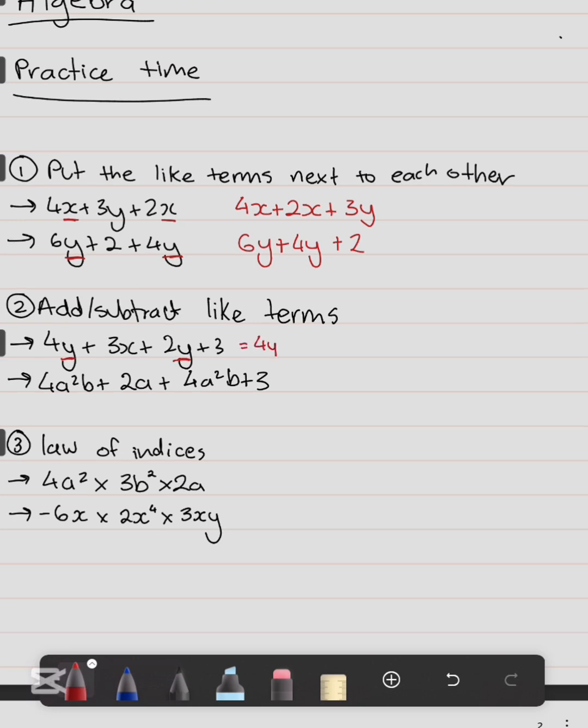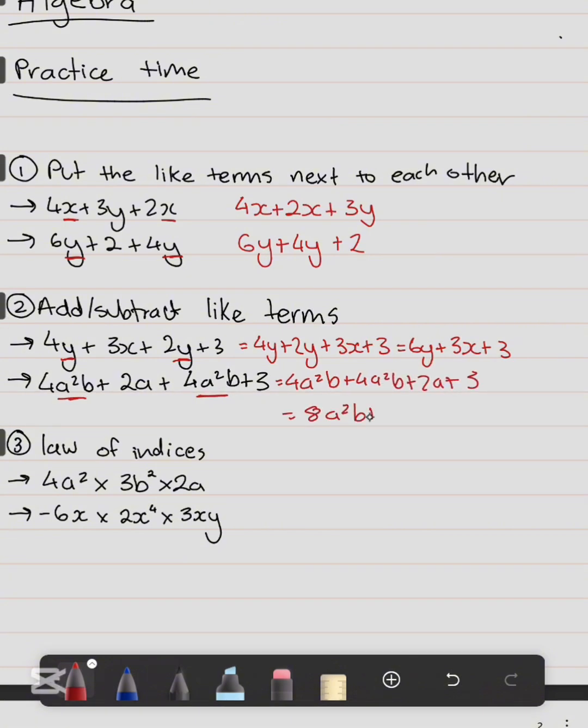Now adding and subtracting like terms. I put the like terms next to each other, 4y plus 2y plus 3x plus 3, and then I add them, 6y plus 3x plus 3. Same with the next line, 4a squared b plus 4a squared b plus 2a plus 3, which is just 8a squared b plus 2a plus 3. I'll highlight the answers in blue so you know which ones to look back at.